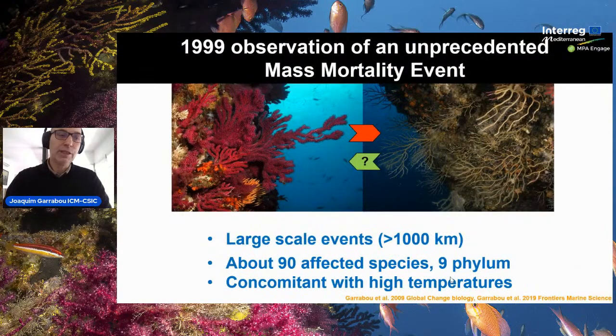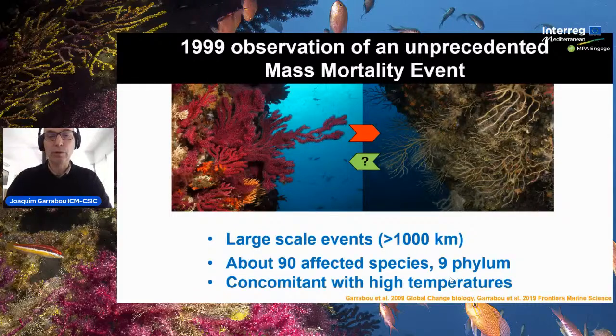And the origin of this TEMENET was the observation, back 20 years ago, of an unprecedented mass mortality event in 1999, which had a severe impact on the coasts of France and Italy. And since then, we have been witnessing different mass mortality events characterized by the large scales of the impacts, more than thousands of kilometers impacted, many species from different groups.